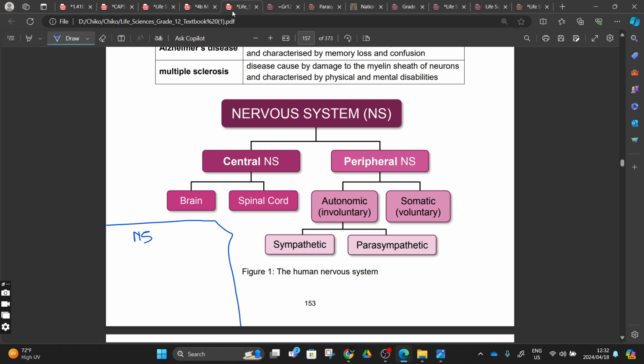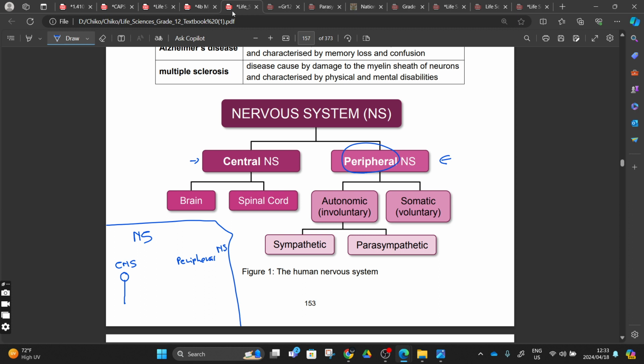This nervous system is going to be divided into two parts, right? We are going to say this one is the central nervous system, made out of a brain and a spinal cord. And then also the peripheral nervous system. Peripheral just means outside, right? Outside of something. Peripheral of what?